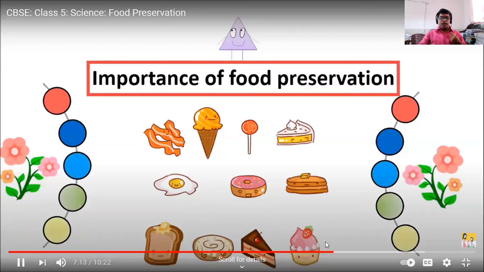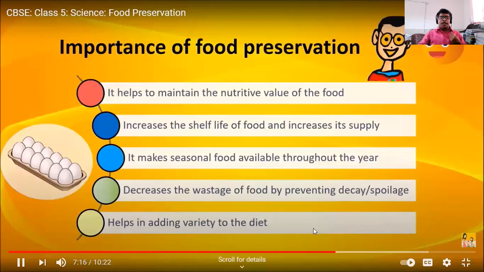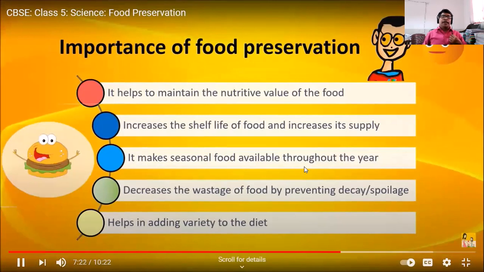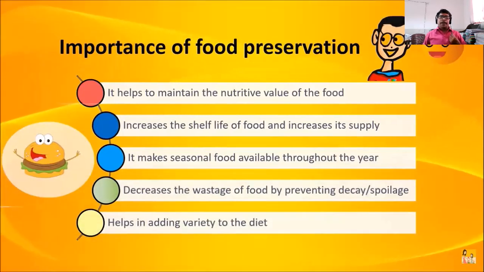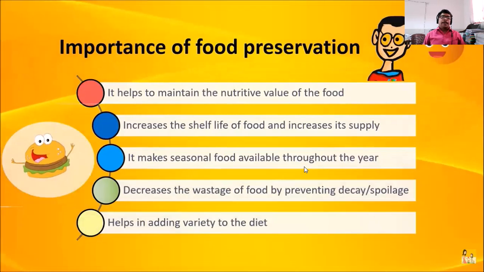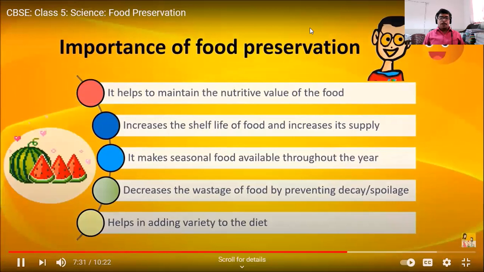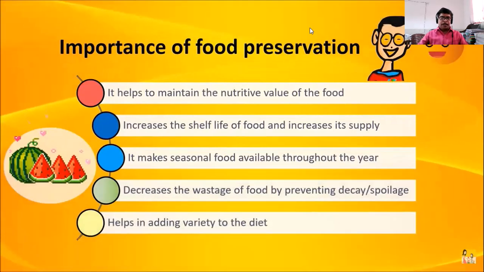Now, importance of food preservation. Why is food preservation important? It helps to maintain the nutritive value of the food. It increases the life of the food. It makes seasonal food available throughout the year. It decreases the wastage of food by preventing decay, spoilage, etc. I hope it is clear.